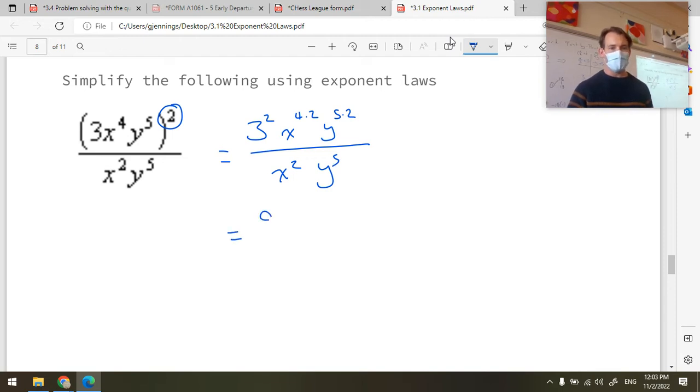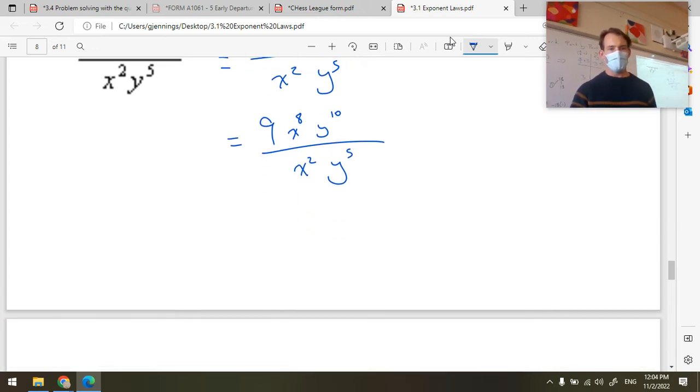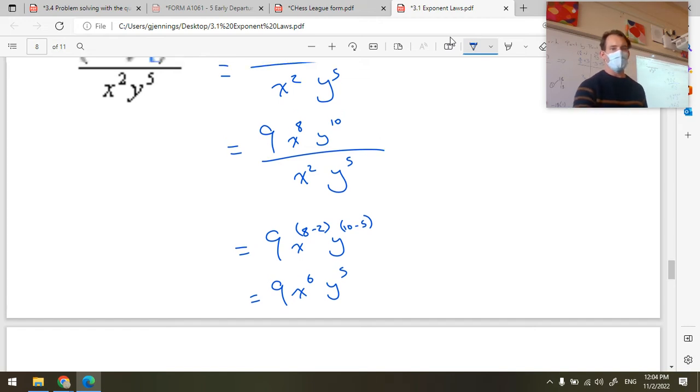Simplify. 3 squared is 9. X to the 4 times 2 is x to the 8. And y to the 5 times 2 is y to the 10. All over x squared y to the 5. And then we use our quotient of powers law to say, well, this is 9, x to the 8 minus 2, y to the 10 minus 5. Feel free to skip any steps that you need to skip to streamline your work. 9x to the 6, y to the 5. Just like that.